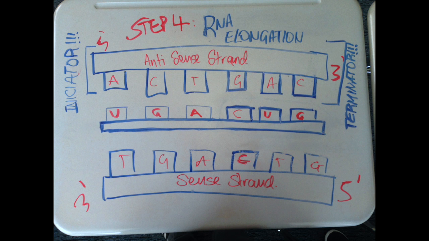In the 4th step of transcription, we can see how the antisense strand is labeled with initiator and terminator. This is because the RNA polymerase starts synthesizing mRNA from the initiator and ends when it reaches the terminator. That is when the process of elongation of mRNA ends.